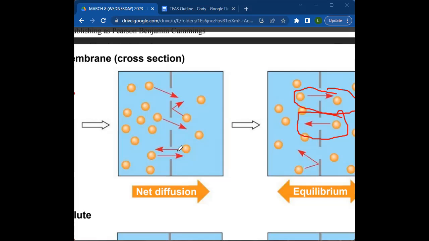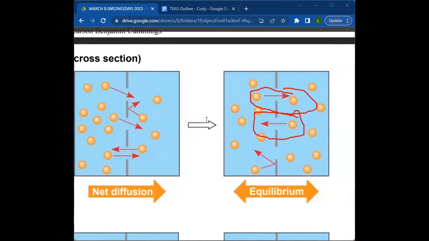So what does that mean? Nothing. You know why? Because most of the molecules are still moving from high to low. That's what matters. You need to be paying attention to what most of the molecules are doing. Some of them, yes, will actually happen to move backwards. Oh well, as long as the majority of the molecules are still moving from high to low, it's still considered diffusion, it's still considered passive. So pay attention to what most of the molecules are doing.